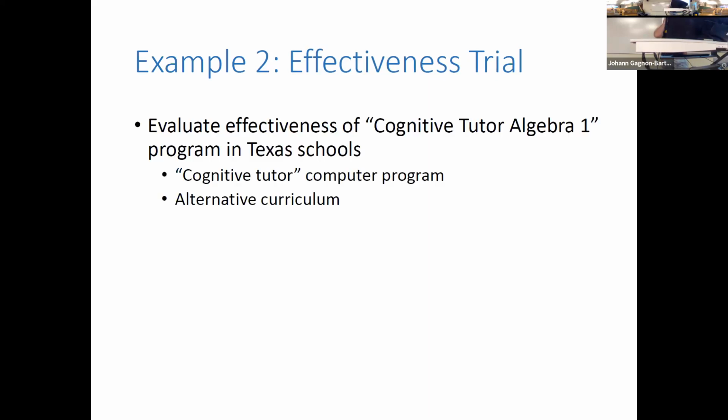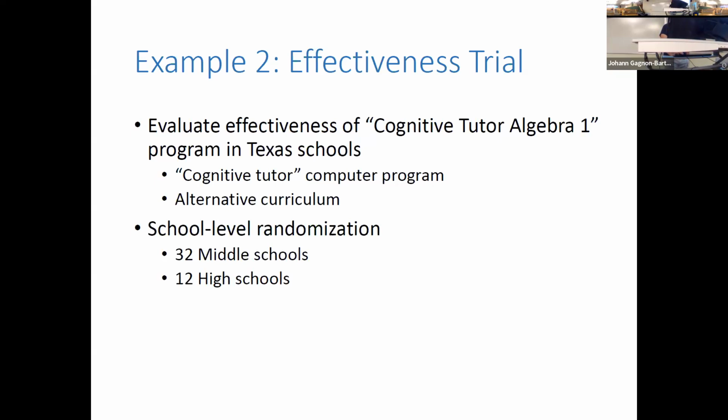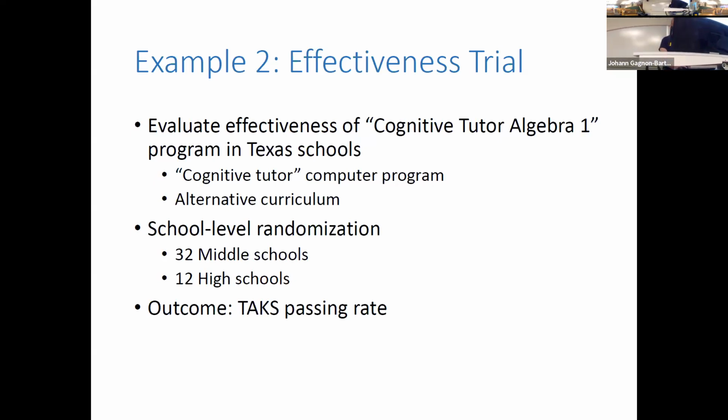Here is another one, an effectiveness trial. Another tutoring program called Cognitive Tutor Algebra. They wanted to test to see how well it works. So it's a computer program. It also has some alternative curricula associated with it, and they tested it out in some schools in Texas. And there's a trial to do this involving 32 middle schools and 12 high schools. The outcome in this case was the passing rate on a standardized test in Texas.